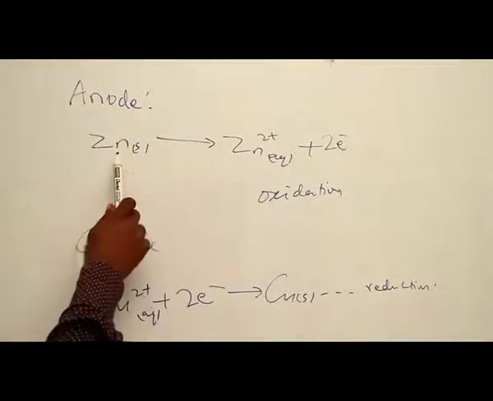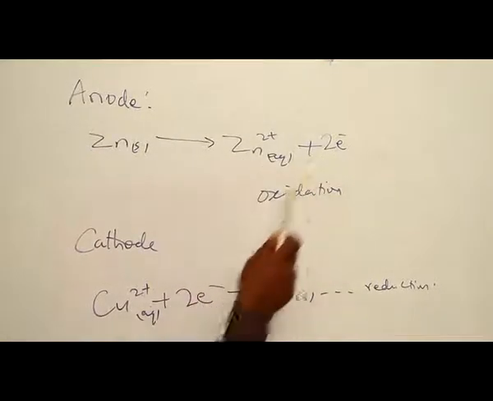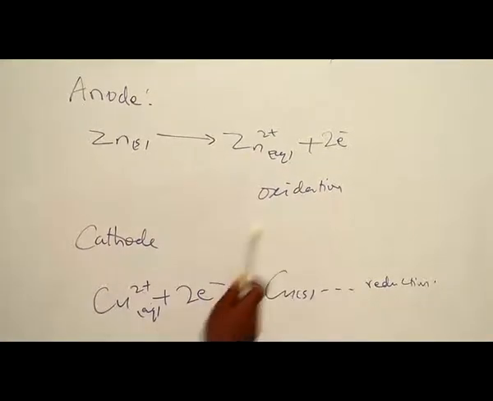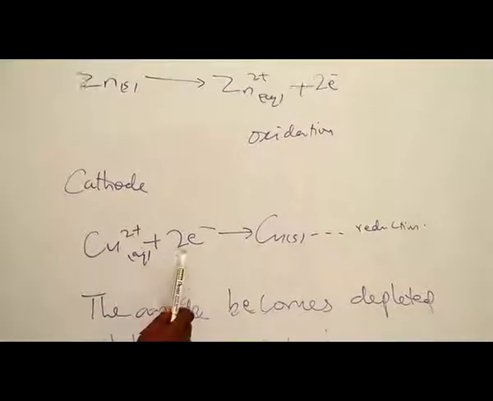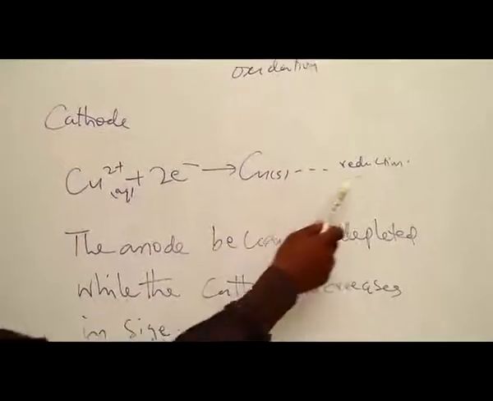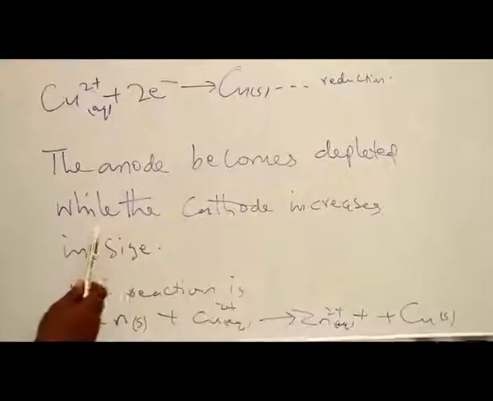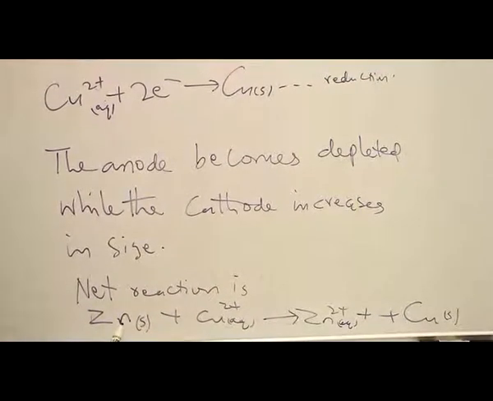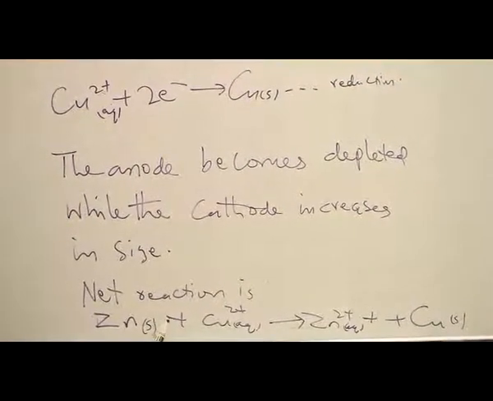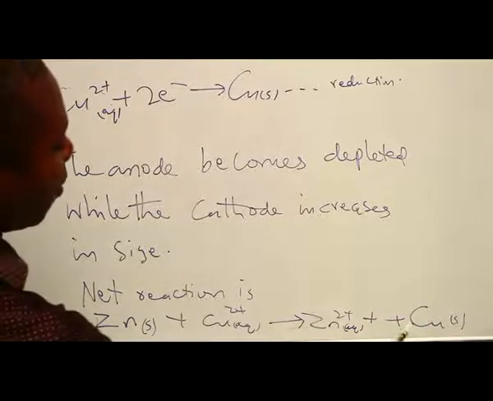Anode: zinc solid going into zinc 2 plus aqueous plus 2 electrons, oxidation. Cathode: copper 2 plus ion plus 2 electrons going into copper, reduction. The anode becomes depleted while the cathode increases in size. Net reaction is zinc solid plus copper 2 plus aqueous going into zinc 2 plus aqueous plus copper solid.